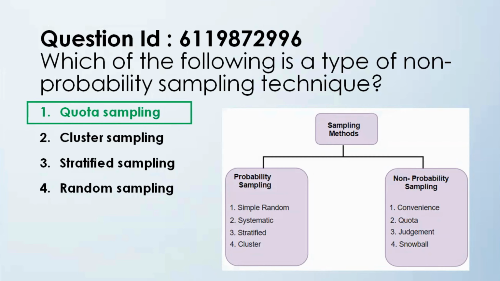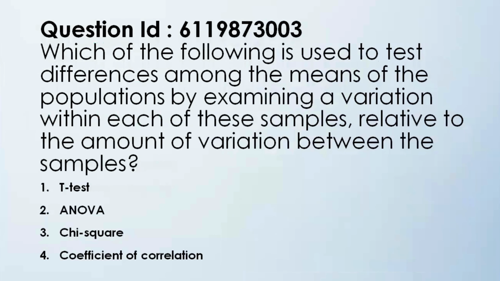So only quota sampling falls in the non-probability sampling. All the others are probability sampling methods. Moving on to the next question.